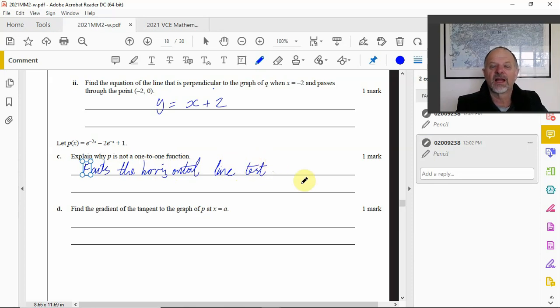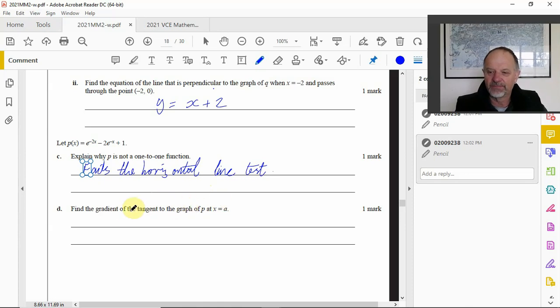Okay, so there's other things that you could do to explain that. All right, so in fact, it's a many-to-one function because many x values could possibly give you the same y value. All right, next it says find the gradient of the tangent at x equals a.